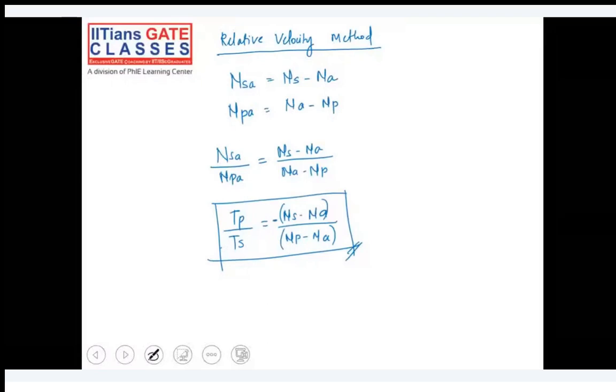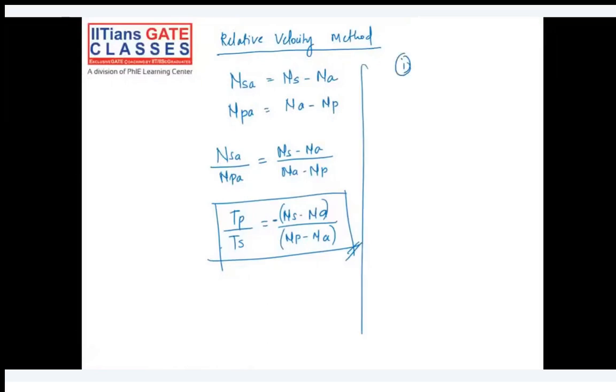What was our first question? Determine the speed of gear B if gear A is fixed. Okay. So I can write Ta by Tb in that case equal to minus Nb minus Na divided by Na minus Na.